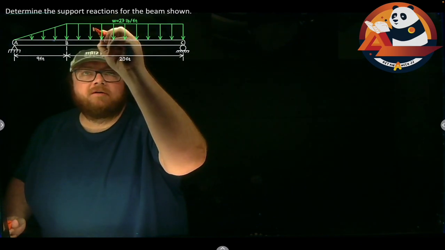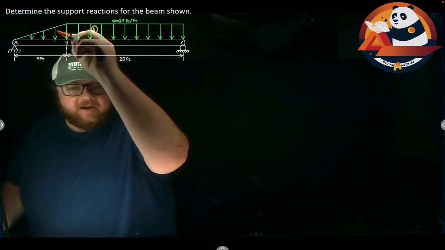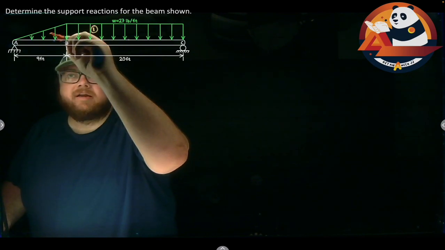If I'm given a distributed load problem, one of my steps is going to be to say, how do I break up that distributed load? Well, I have a rectangle over 20 feet here. Let's call that area number 1. Remember, the force from a distributed load is just the area. The area of a rectangle is base, 20, times height, 27. And then I also have a triangle on the left side here. Let's call that area 2. The area of a triangle is 1/2 base, 9, times height. We go up to that maximum point here, 27. So we can find the area of both of those.